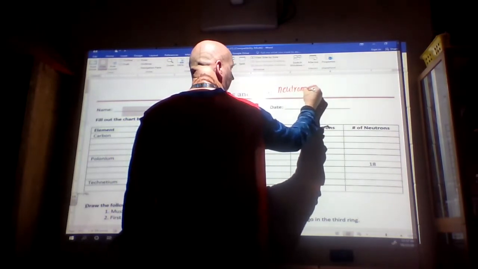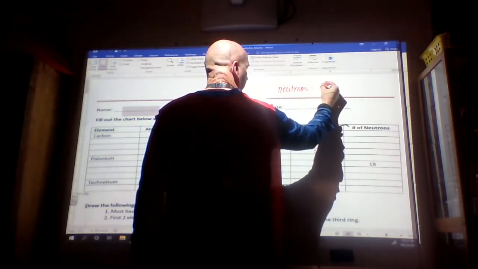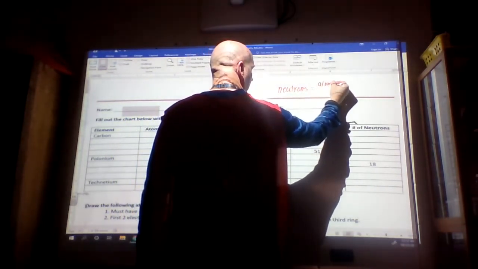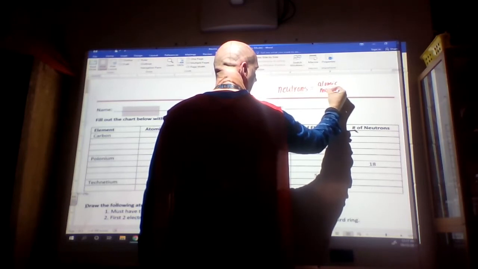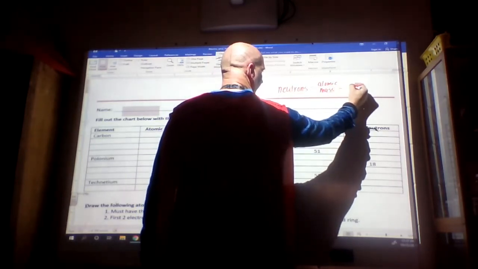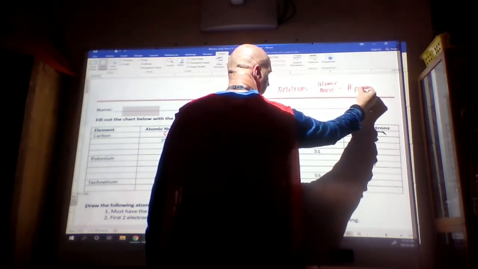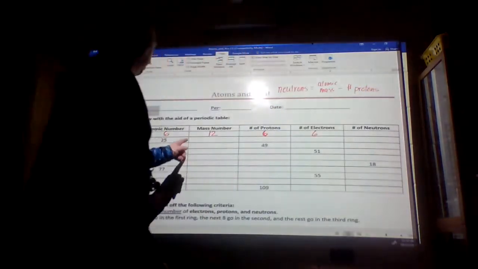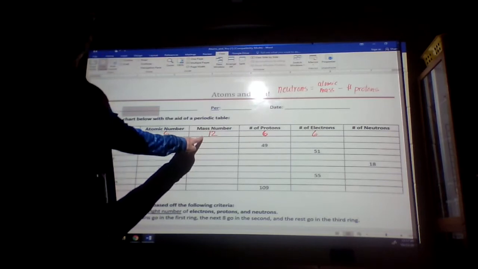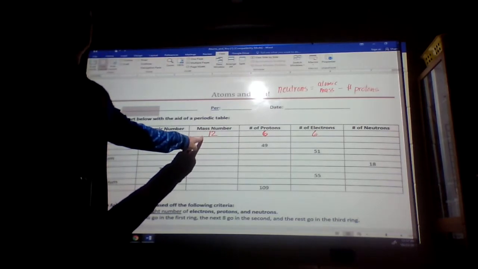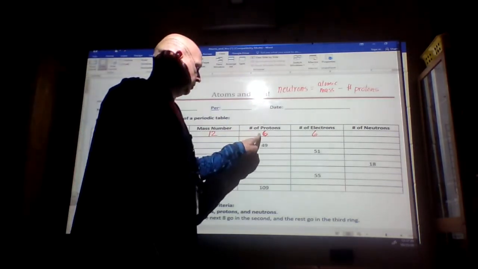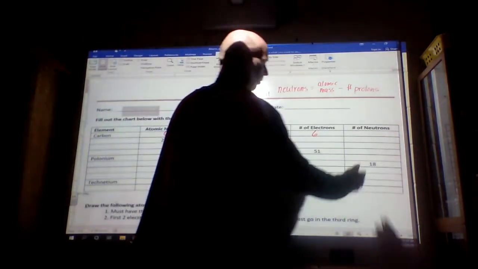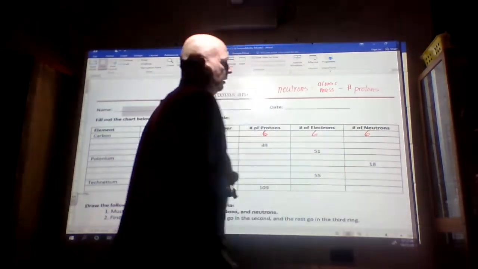We get our number of neutrons from taking the mass number, the atomic mass, and subtracting the number of protons from it. So we're going to do that now. We have our mass number for carbon is 12. Again, I rounded it to a whole number, 12. And I'm going to subtract 6, and that leaves me with 6.